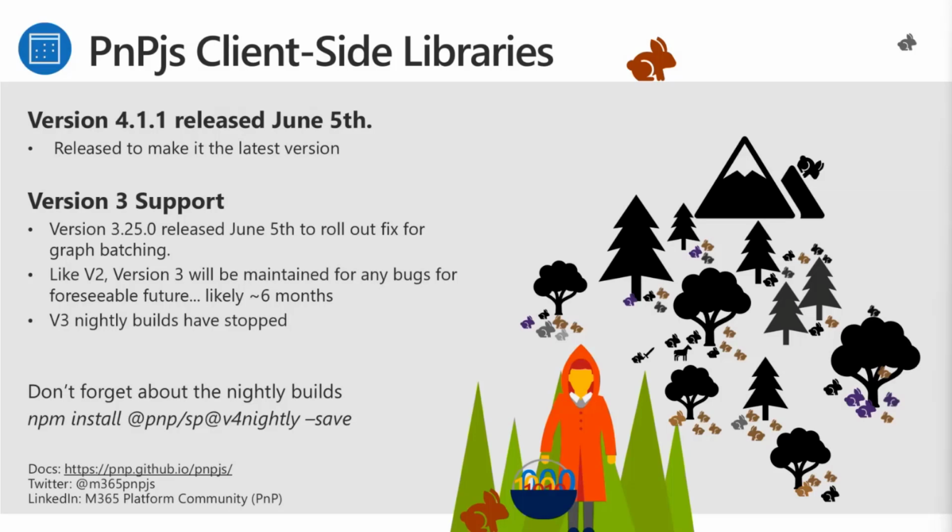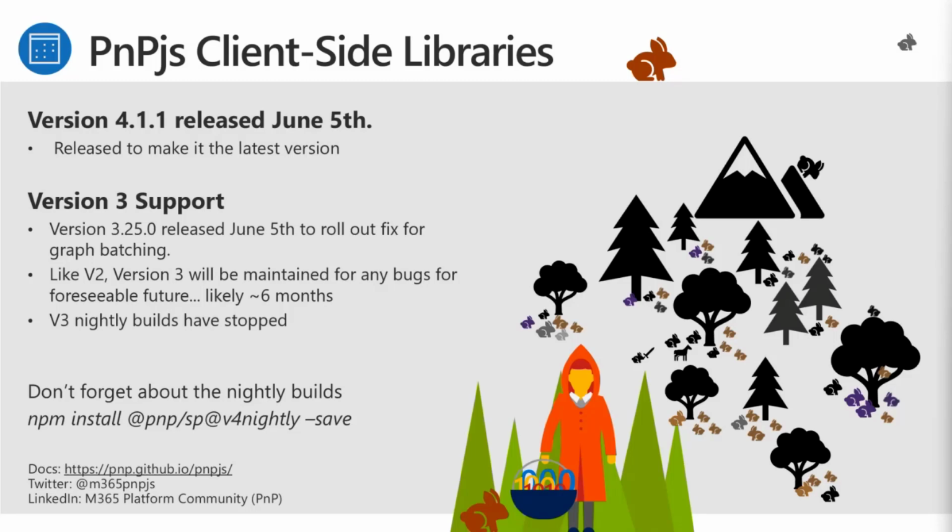We had a version 4.1.1 release on June 5th. That was actually not anything, nothing was actually released. We did it because we had a version 3 support release to roll out a fix for the graph batching, and forgot that when you roll out a previous version, it becomes the latest one. So if you did an npm install and didn't specify latest, you were getting version 3. So we did a 4.1.1 release to just make it the latest. We'll do another one in a few more days if we have stuff to release.